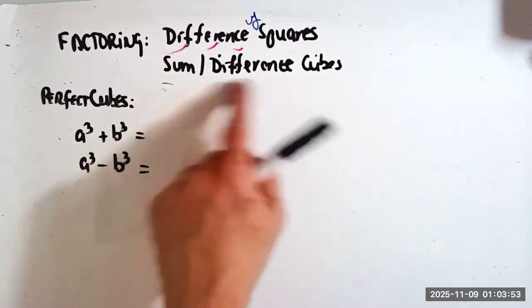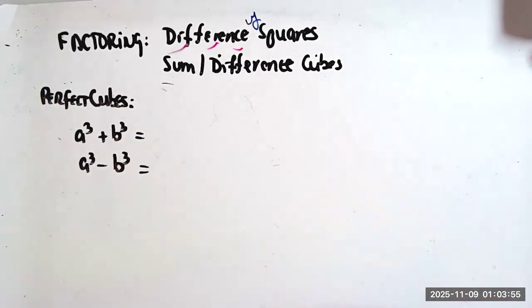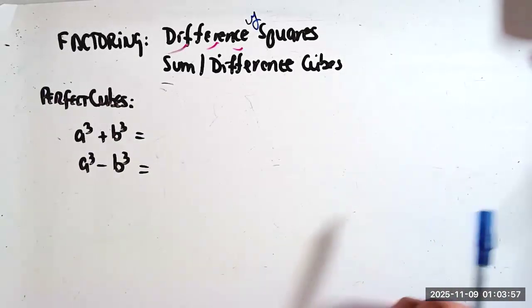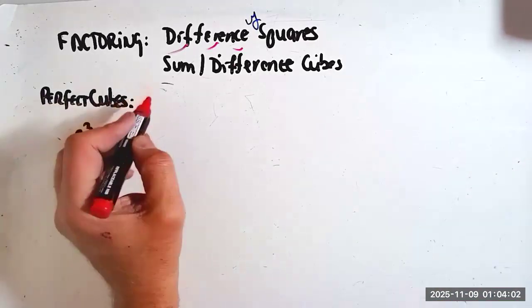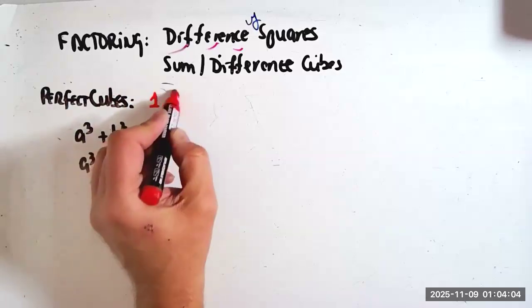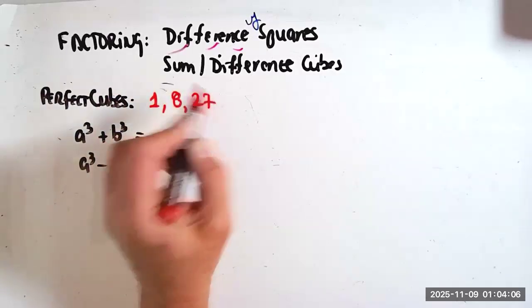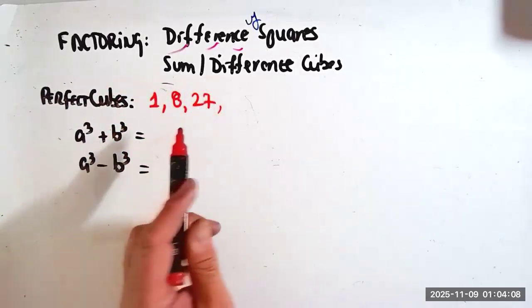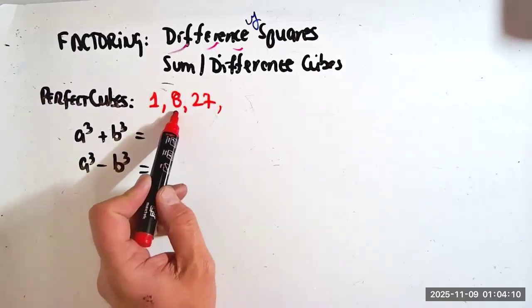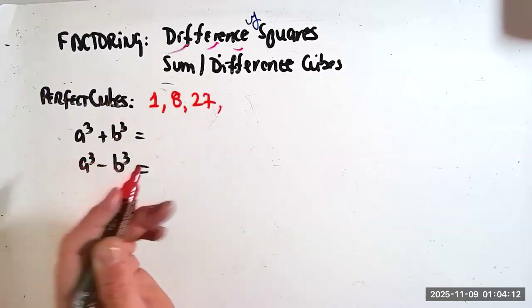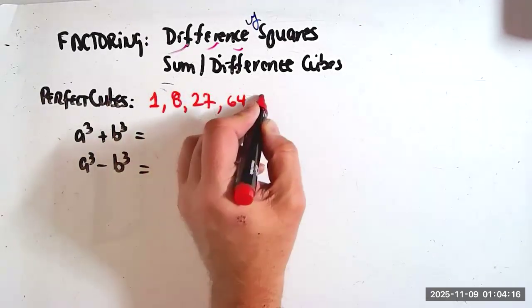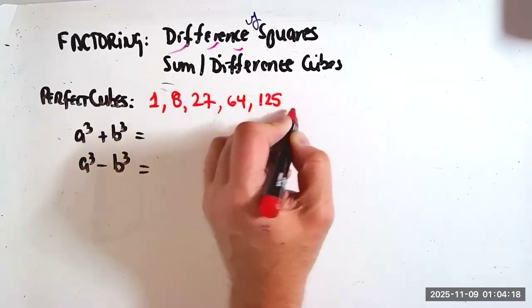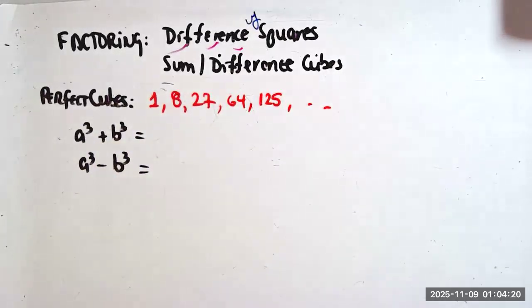Last but not least, let's try the sum or difference of cubes. These are really very special just because of the nature of the numbers. Perfect cubes, what are those numbers? 1, 8, 27. Do I need to memorize this? Of course not. 2 times 2 times 2 is 8. 3 times 3 times 3 is 27. 4 to the 3 will be 64. 125, 5 times 5 times 5, etc. Those are numbers that have perfect cube roots.